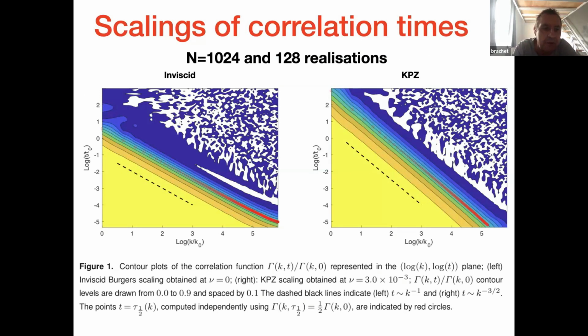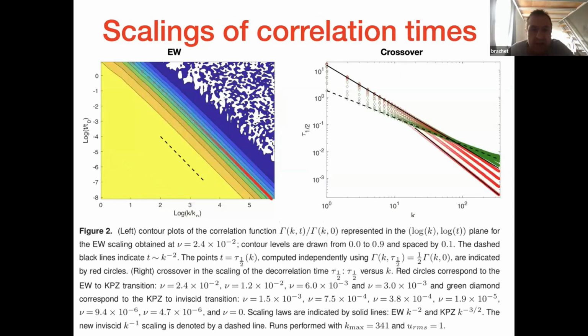So here I have a plot of the correlation. These are level lines of the log of the correlation function as a function of log of time and log of wave number. And you can see here on the left the inviscid scaling, which is k to the minus 1. The KPZ scaling here, which is k to the 3 halves, and the Edwards-Wilkinson scaling, which is k to the minus 2. And here you have a plot of the crossover.